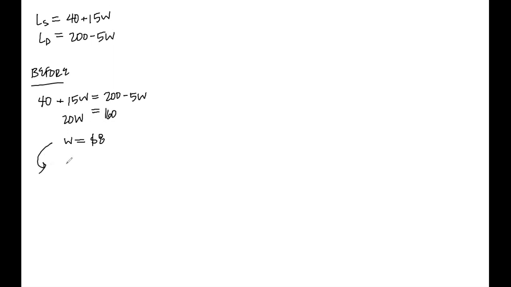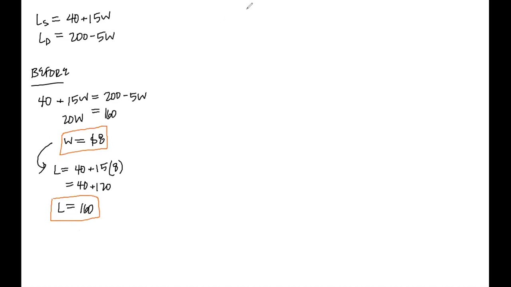We can plug this into either equation since we're at equilibrium. So labor supply equals labor demand. So I'm going to use the first equation. So equilibrium level of labor equals 40 plus 15 times 8, which becomes 40 plus 120. So we get an equilibrium labor of 160. So in equilibrium, we have 160 workers getting paid $8.